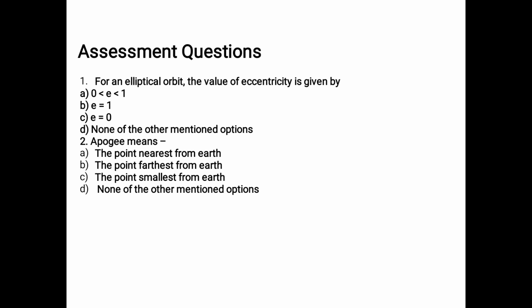So from this we can understand the basics. Question: for an elliptical orbit, the value of eccentricity will be: apogee means the point furthest from the Earth, perigee the point nearest to the Earth, none of the above. Thank you.